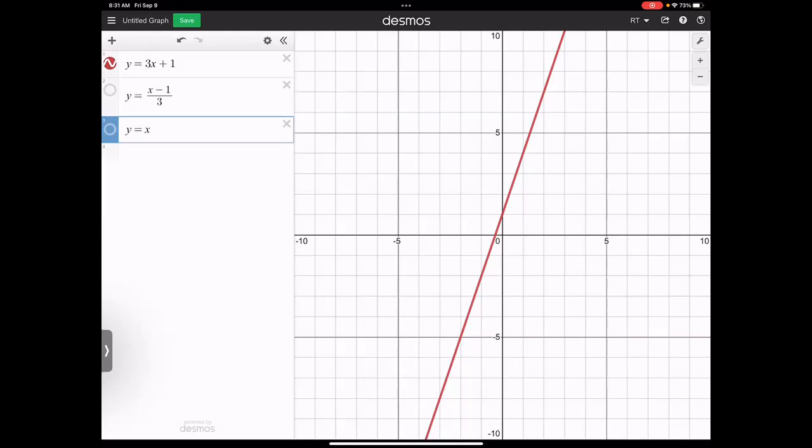Once you've got the graphs together, talk about anything that you notice. Getting some points might help.